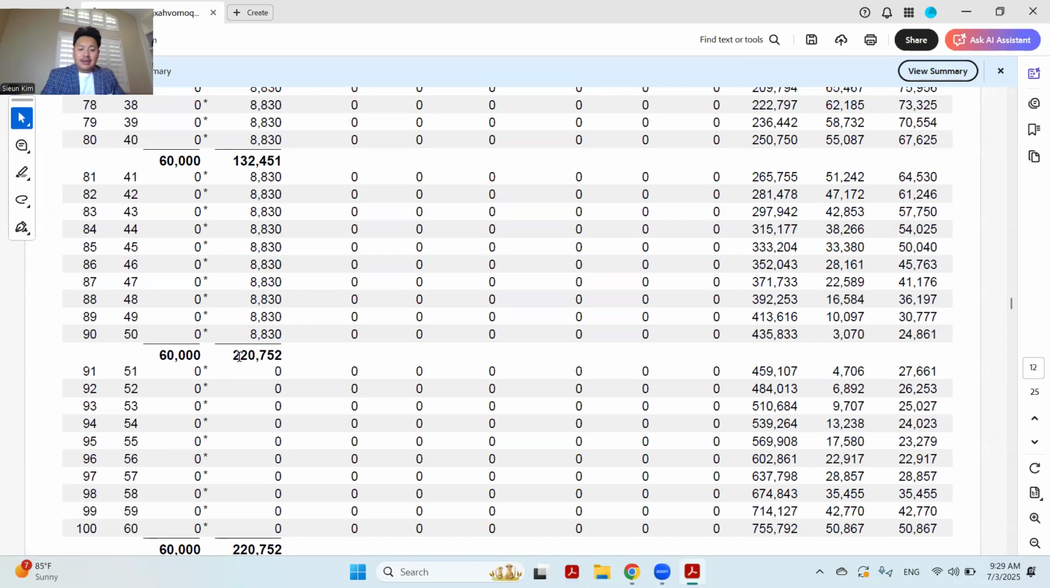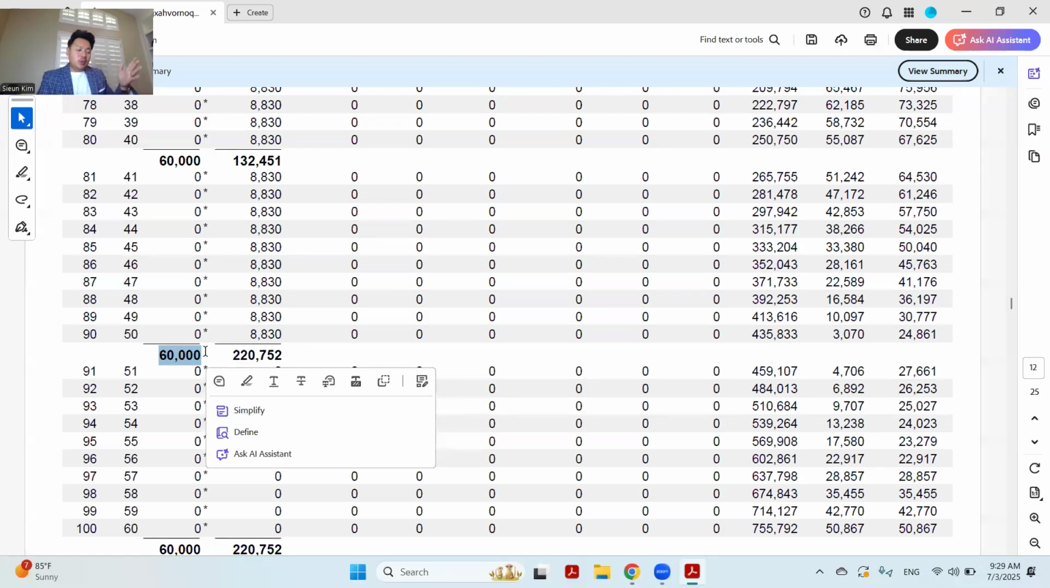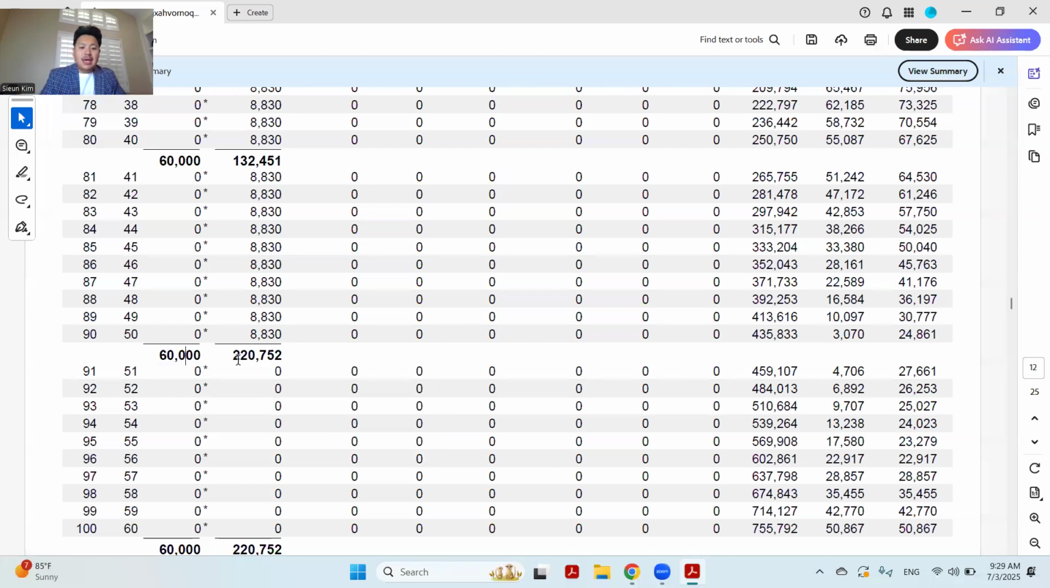But if the client lives up to 90 years old, that means client collectively put in $60,000 in total premium between the age of 40 to 65 years old. That's the premium that she paid in. She would have withdrawn an income of tax-free of $220,000 if she lives up to 90 years old. So how many times is that? It's over three times, right?